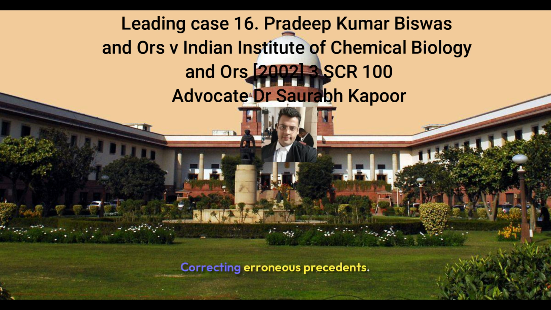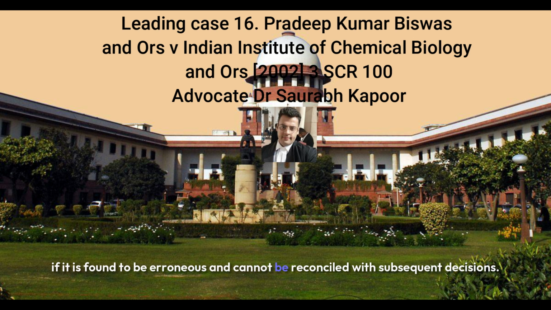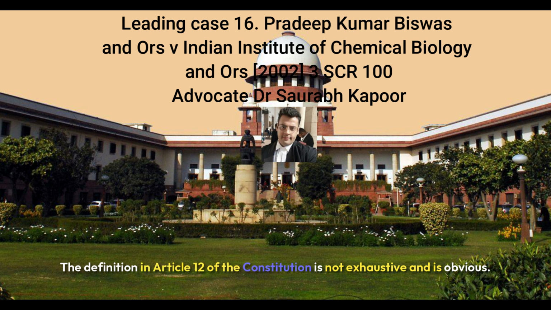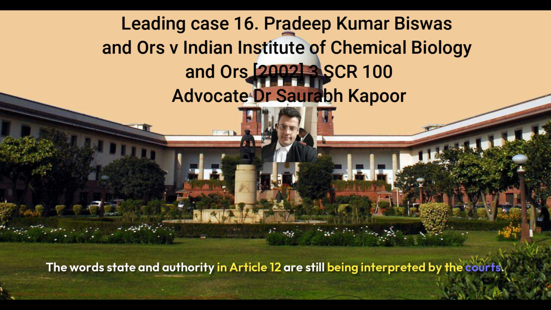4. Correcting erroneous precedents. A long-standing precedent should not be upheld if it is found to be erroneous and cannot be reconciled with subsequent decisions. The court has a duty to correct its mistakes. 5. The interpretation of state and authority. The definition in Article 12 of the Constitution is not exhaustive and is obvious. The words state and authority in Article 12 are still being interpreted by the courts.